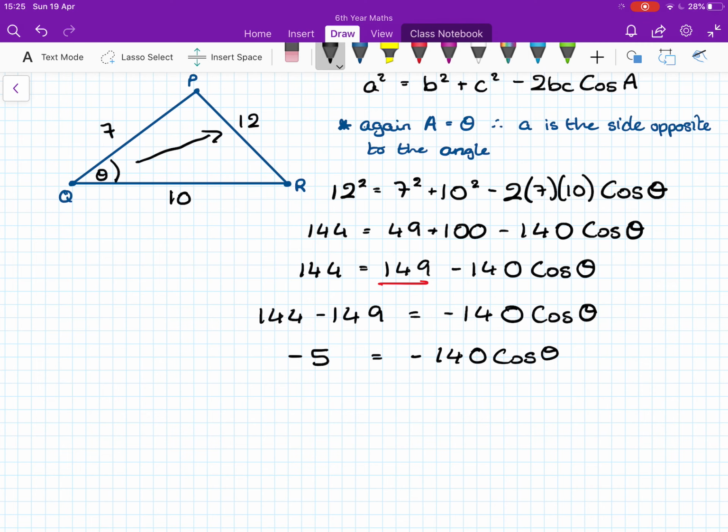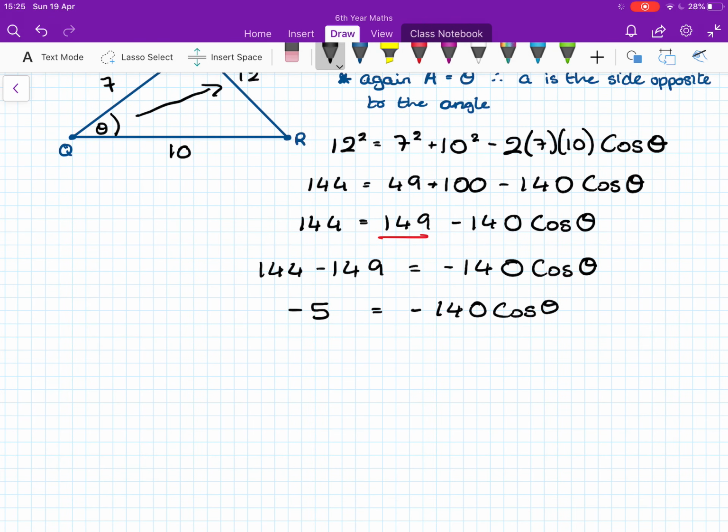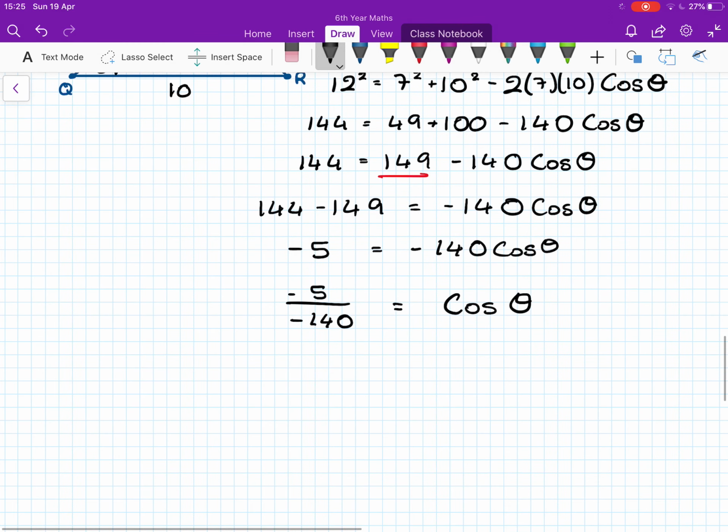Again, I want to get this right hand side where it's just cos theta. So I'm going to divide both sides by minus 140, so I get rid of that minus 140 on the right hand side. So this is going to be minus 5 over minus 140. Because I'm dividing it, it's going to cancel it out, so this is going to be equal to cos theta. So similar to the last example, I can stick this into the calculator on the right hand side again, but I'm going to hold off just purely so I'm not losing any decimal points in my rounding.